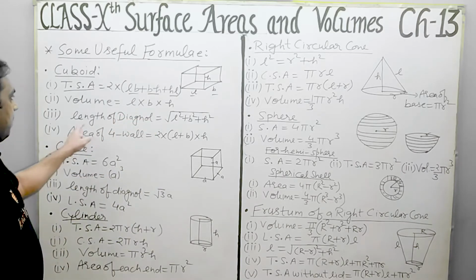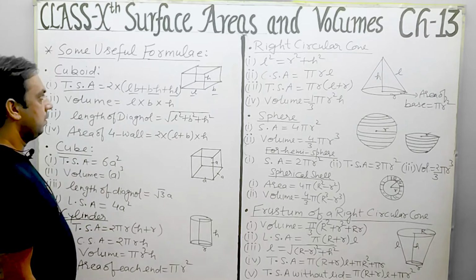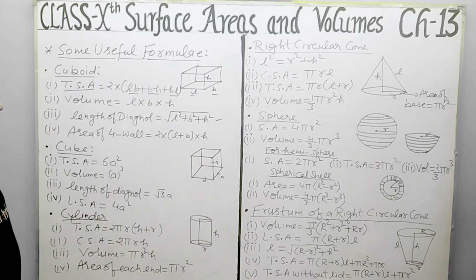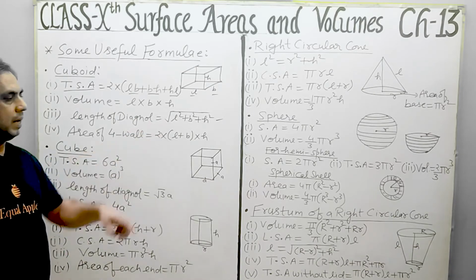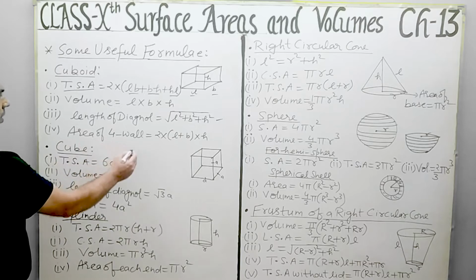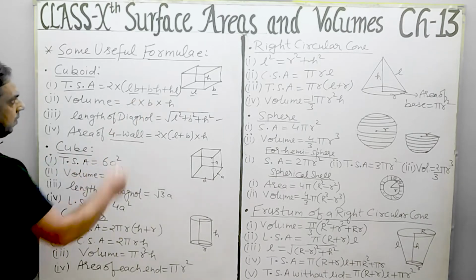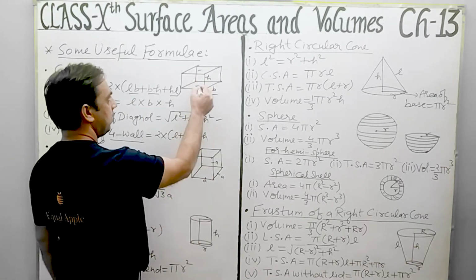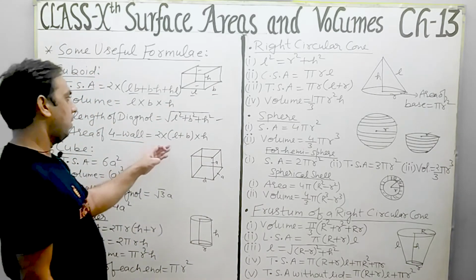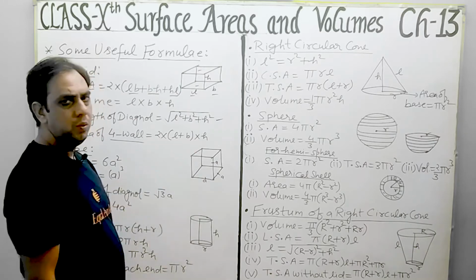And if you want to find the diagonal, this is the formula of the diagonal in any cuboid, that is under root L square plus B square plus H square. And this is the formula of the area of four walls, if top and bottom are not included. The formula of that is 2 into (L plus B) into H.